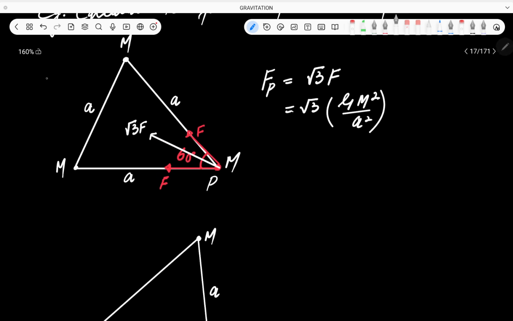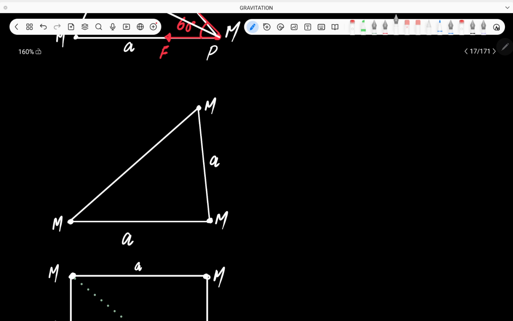See another example. So this was question number 1. Let's try to do question number 2. Have a look. This is our question number 2. It's a right angle triangle, and in this right angle triangle we are supposed to calculate the net force on this particle at the point P. So let me name this point as point P.